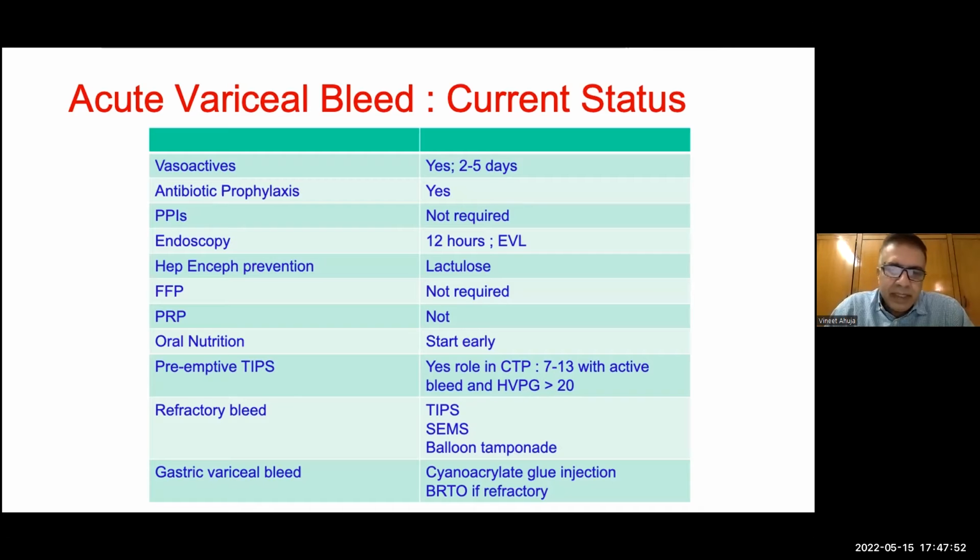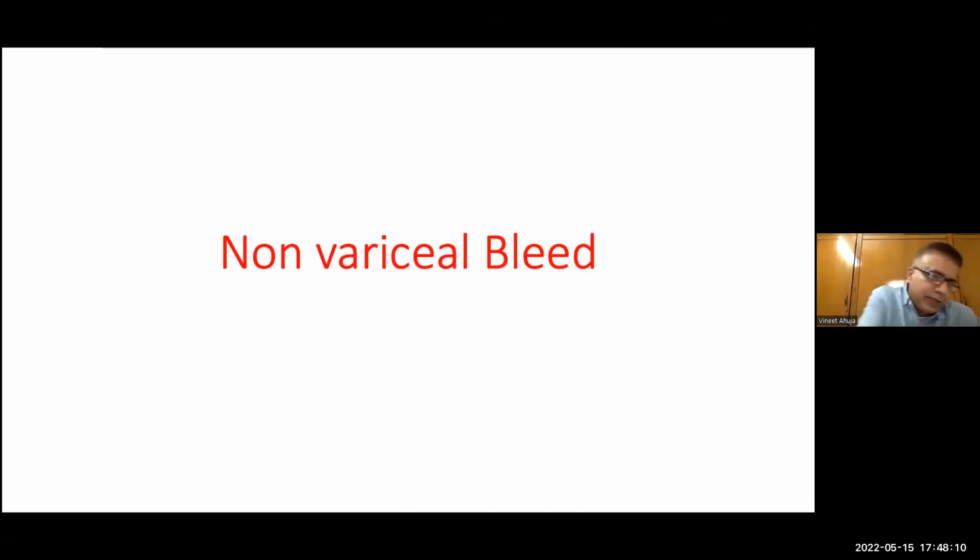Otherwise, for refractory bleeds, you can put in a Danis stent, that is a self-expanding metal stent, or balloon tamponade with the help of a Blakemore or Minnesota tube can be done. And for gastric variceal bleed, first line therapy is cyanoacrylate glue injection, and BRTO if refractory.